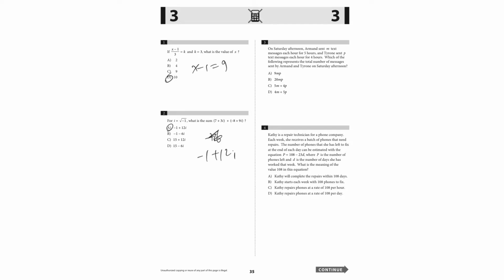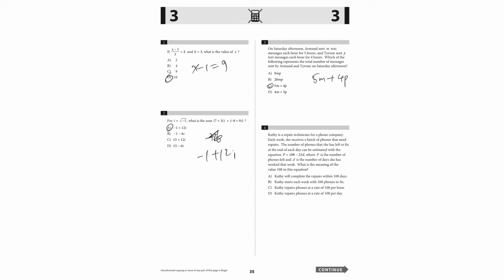On Saturday afternoon, Armin sent M text messages each hour for 5 hours, and Tyrone sent P text messages each hour for 4 hours. Which of the following represents the total number of messages sent by Armin and Tyrone on Saturday afternoon? So that would be 5M plus 4P. Answer is C.